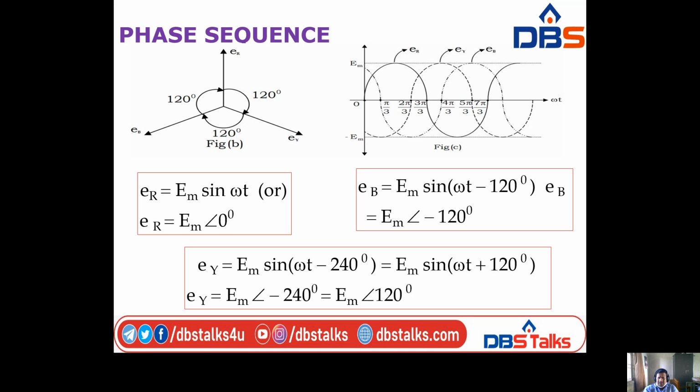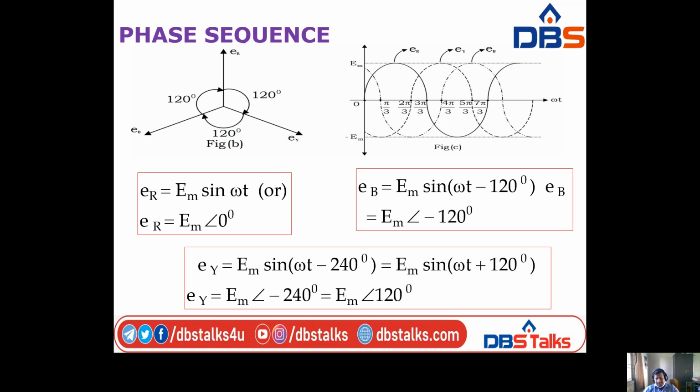Now go for the EY. EY is minus 240 degrees from the ER in anti-clockwise direction. So EY is equal to EM sin omega t minus 240 degrees, otherwise EM sin omega t plus 120 degrees, right? That may be represented in polar form. EY is equal to EM at an angle minus 240, that is equal to EM at an angle plus 120 degrees, right?